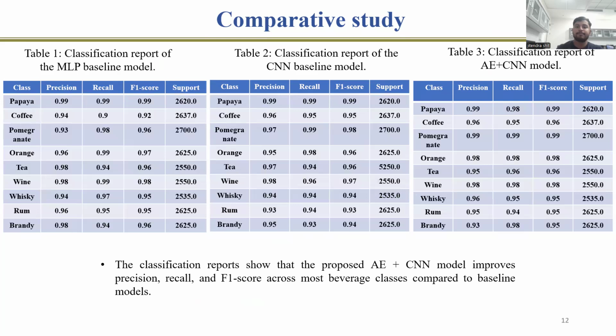Now we'll talk about the comparative study of different models. First is the classification report of the MLP model. Here you can see the precision, recall and F1 score of all 9 beverages, and similarly for the CNN model and the AE plus CNN model. This classification report shows that the proposed autoencoder plus CNN model improves precision, recall and F1 score across most beverage classes compared to the baseline models.